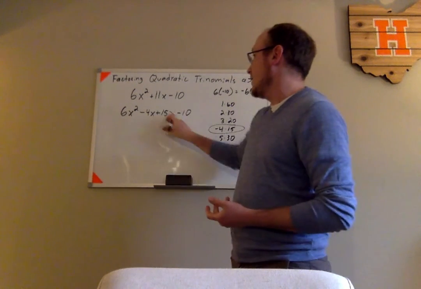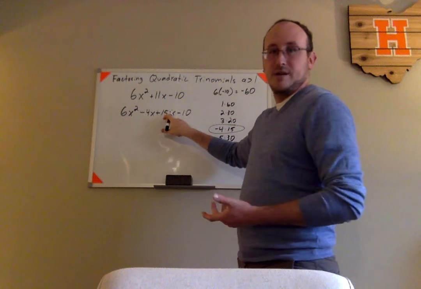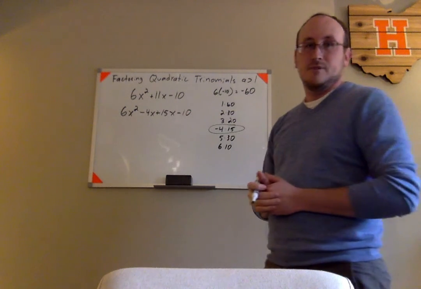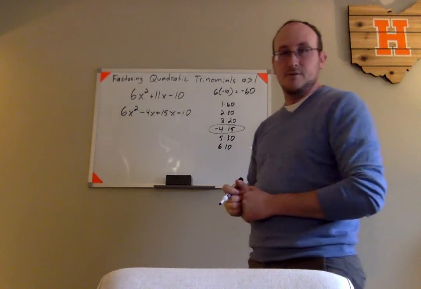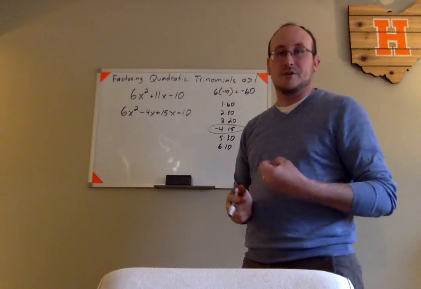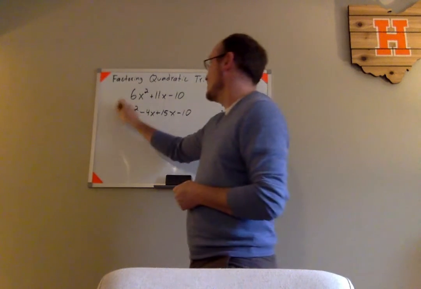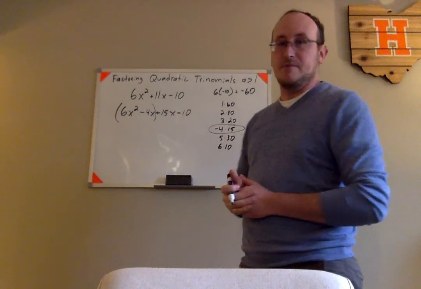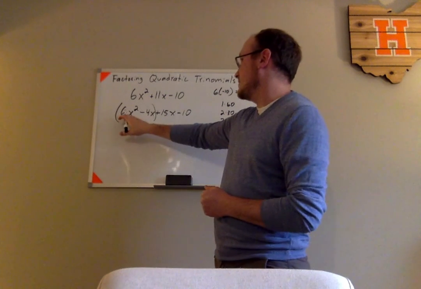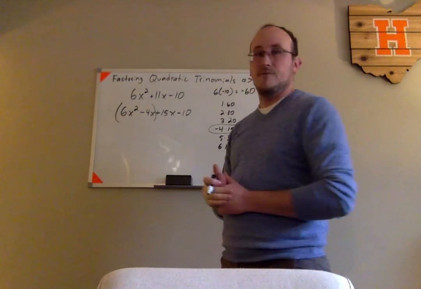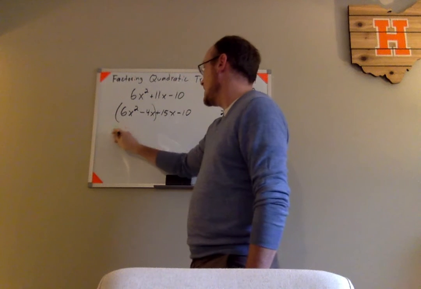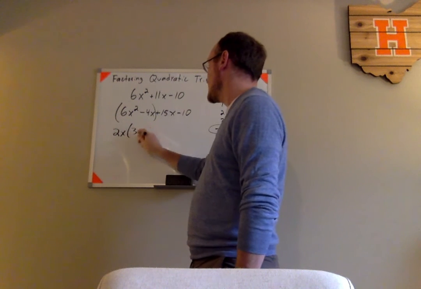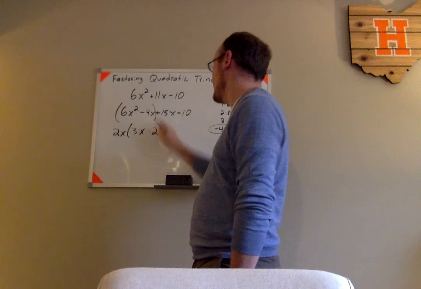If I were to combine the like terms of negative 4x and positive 15x, I would still have positive 11x in the middle. But now that I've separated it this way, I'm going to do a factoring by grouping problem. I'm going to group the first two terms together and pull out a greatest common factor. The greatest common factor between 6x squared and negative 4x is 2x. That would leave me with a 3x minus 2 left over.